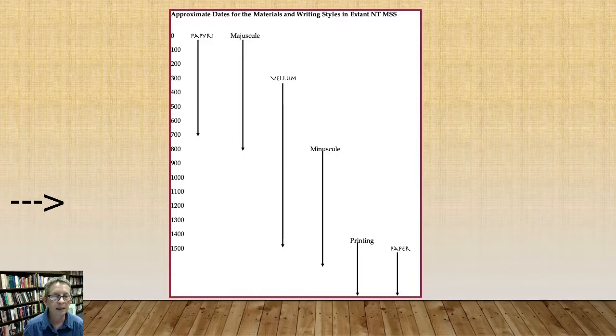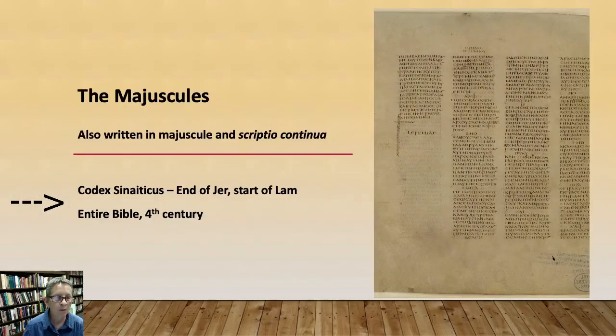So at the beginning, majuscule and vellum together creates what we call the majuscule manuscripts. So these are also written in majuscule and in scriptio continua. This is a picture of Codex Sinaiticus, one of very few copies of the entire Bible that are made in handwritten form. It's from the 4th century. This is the end of Jeremiah, where you can see the word Ieremias there, and the beginning of Lamentations, which is signified right there. It's written, as you notice, in 4 columns on a page.